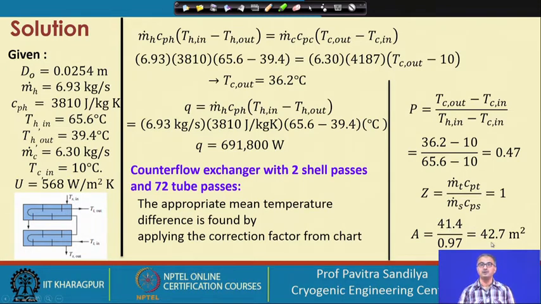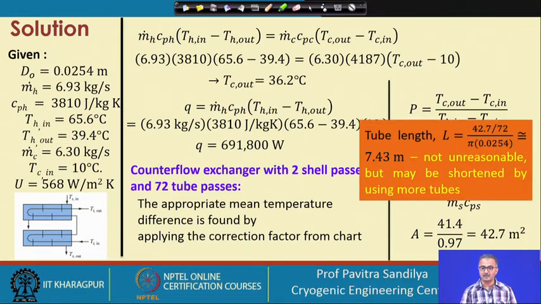the A is coming to be 42.7, which is a bit more than what we obtained for the pure counter flow without any tube passes. And now because there are 72 tubes, we find that the tube length is coming to 7.43 meter. Even though it is not very unreasonable, it is still quite a large value. That shows that we need to have more number of tubes if we want to reduce the length of the tubes.